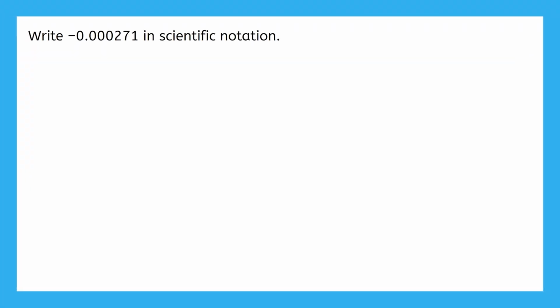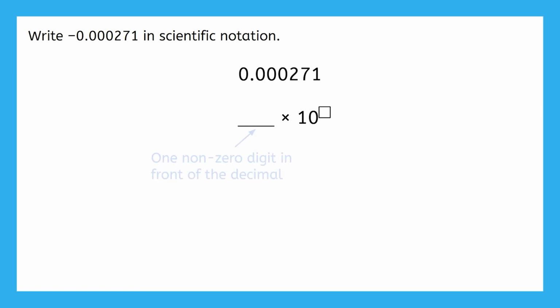We can also work backward, converting a number in standard form to scientific notation. Let's try it out now with negative 271 millionths. For now, we'll ignore that negative sign and just look at the digits. For scientific notation, we need two parts, the coefficient and the power of 10. The coefficient must have one non-zero digit in front of the decimal, so where should the decimal go in these digits to make the coefficient? Between the 2 and the 7. 2.71 is between 1 and 10.